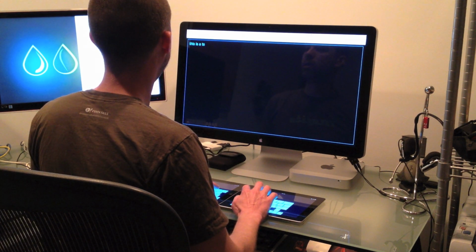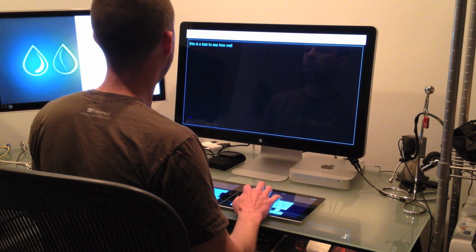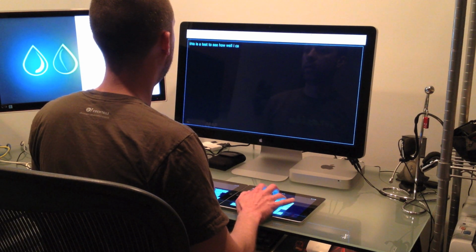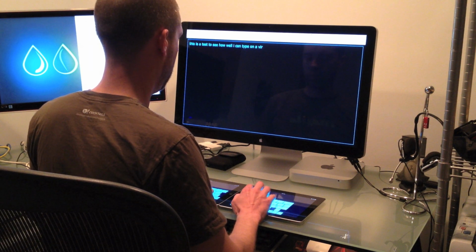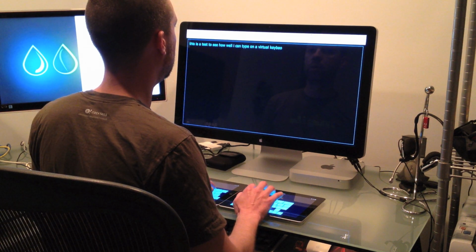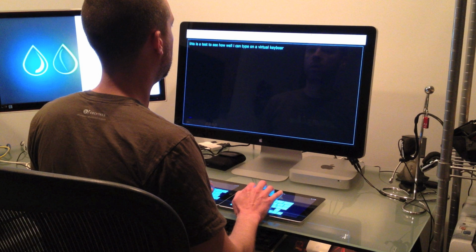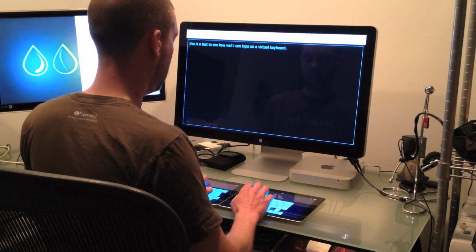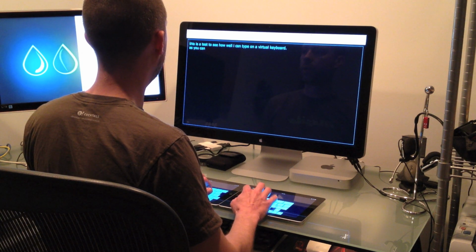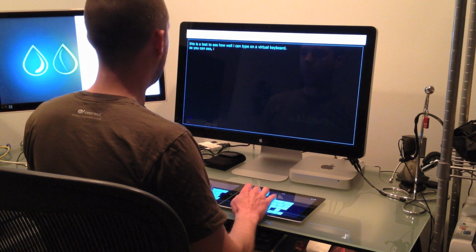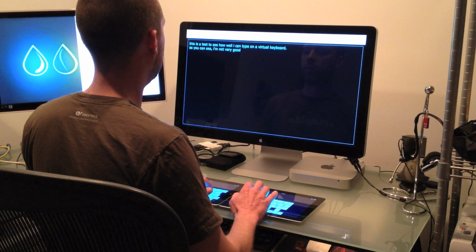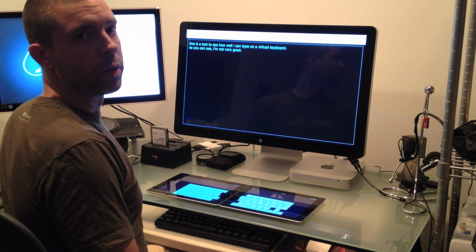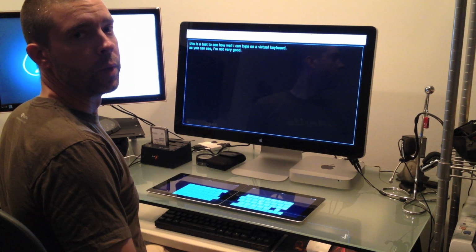This is a test to see how well I can type on a virtual keyboard. Almost there. Good. As you can see, I'm not very good. So there you have it. I think it's safe to say that this is pretty much a failed experiment.